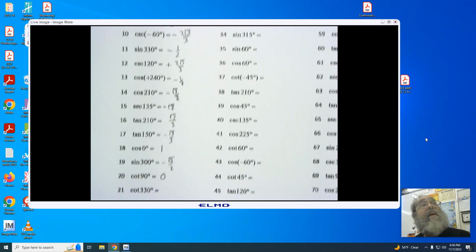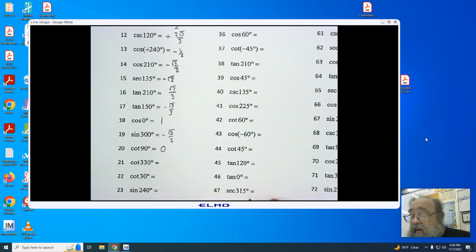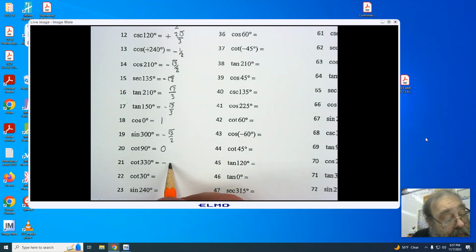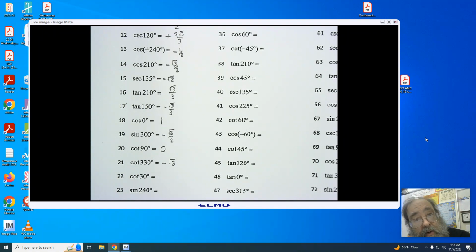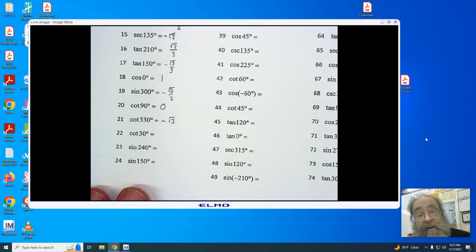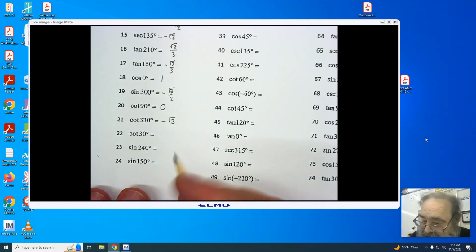Cotangent of 330 degrees. This has a reference angle of 30 degrees in the fourth quadrant. It is a negative ratio, and we know that the cotangent of a 30-degree angle is root 3 over 3. Now let me think about that a minute. Nope, wait a minute. That's just root 3 for a 30-degree angle. Once again, we're talking about the cotangent. That's the reciprocal of root 3 over 3, which is root 3. Cotan of 30 degrees is root 3.